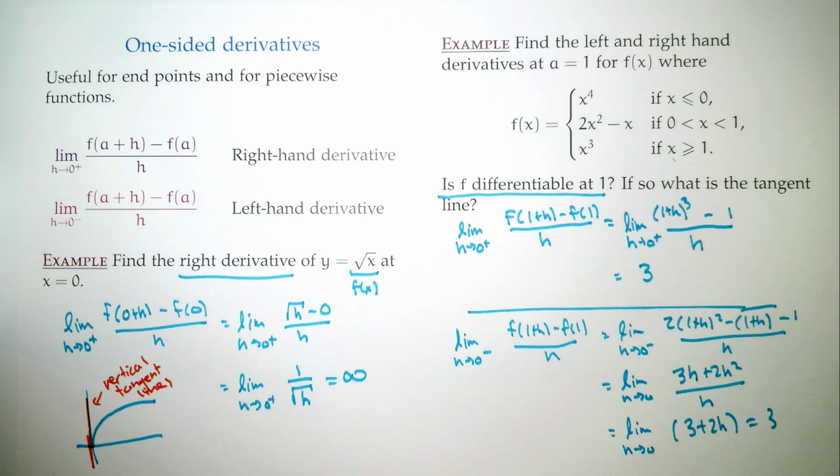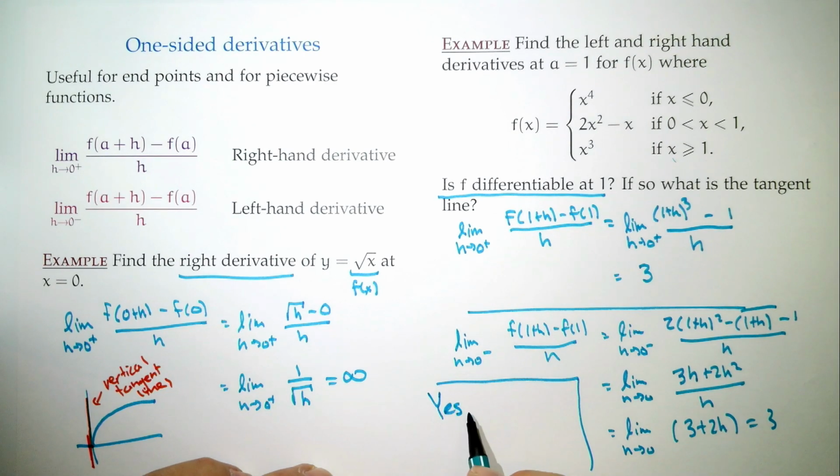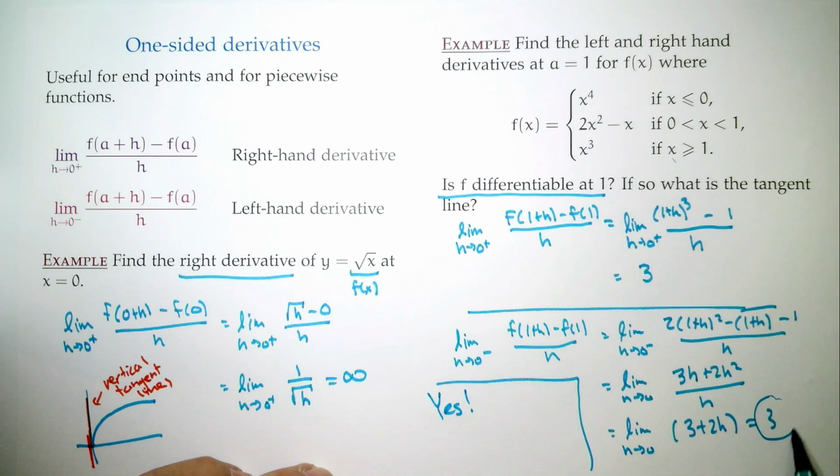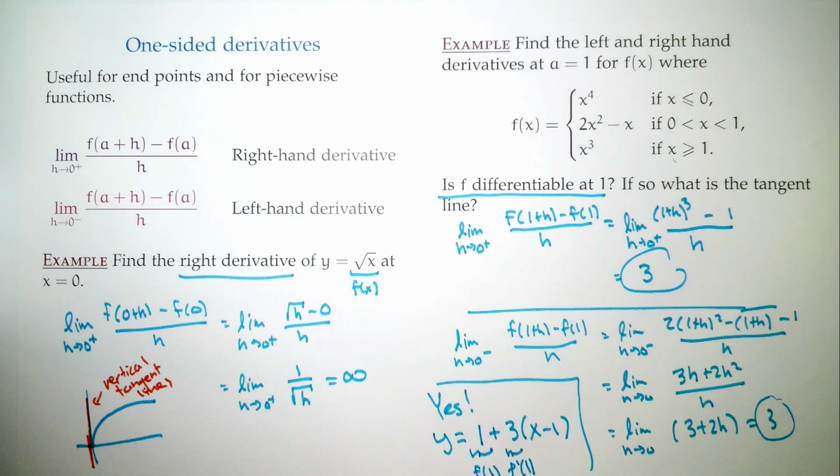So the question is, is it differentiable? Well, to be differentiable, I need to have a slope. And so, do these match? Yeah, they do. So we can say, yes, differentiable. And what's the tangent line? Well, these tell us that our slope is 3. So y would be equal to the function at 1, which is 1, plus 3 times x minus 1. So f of 1, this is f prime of 1, and then x minus 1.